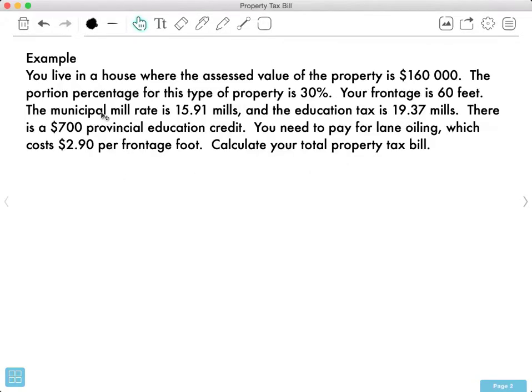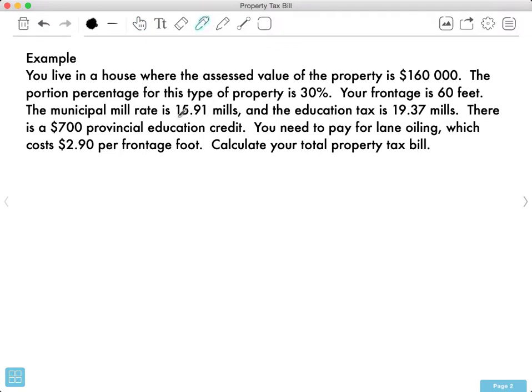So for this example, we'll pretend you live in a house where the assessed value of the property is $160,000. The portion percentage for that type of property is 30%. This means you're maybe a small house on a farm. You sold off all the land and kept the house, something like that. Your frontage is 60 feet. The municipal mill rate is 15.91 mils and the education tax is 19.37 mils.